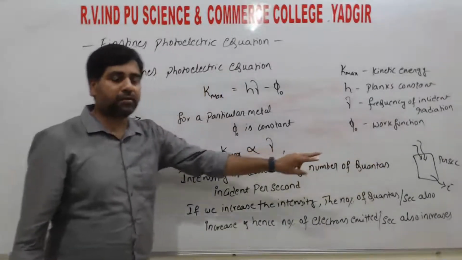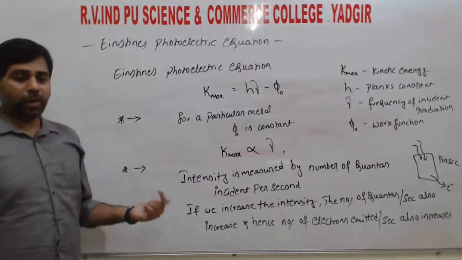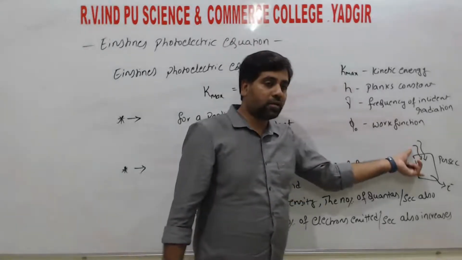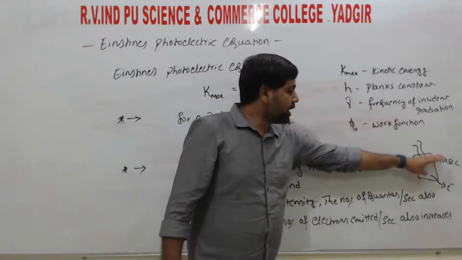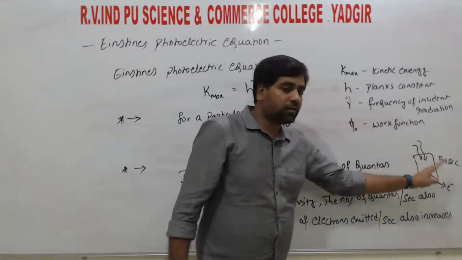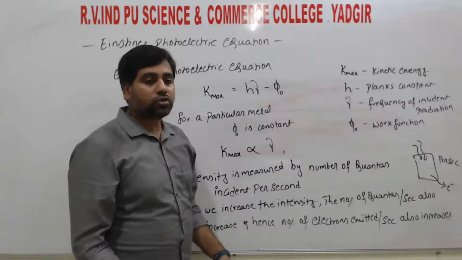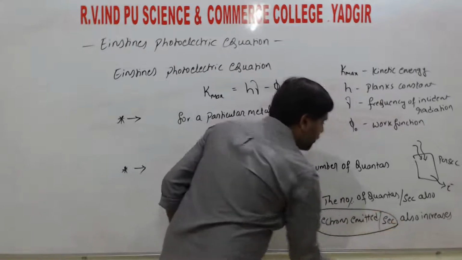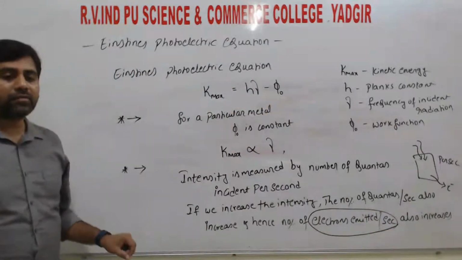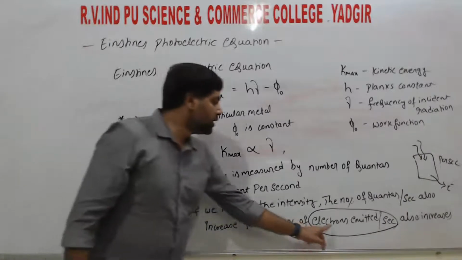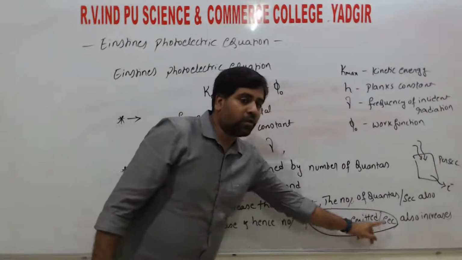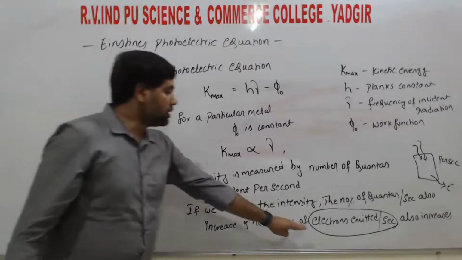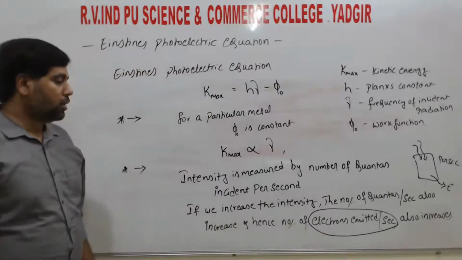So intensity is measured by the number of quantas falling on the metal surface per second, that is how many quantas fall per unit second. If we increase the intensity, then the number of quantas falling on the metal surface also increases. So if the quantas are increasing, then the number of electrons emitted from the metal surface is also increasing. This one, the electrons emitted per second, we call photo current, because current is charge per unit time. Here the electron is the charge, and we say this is the photo current, because here the photoelectrons are emitted, hence we call this photo current.